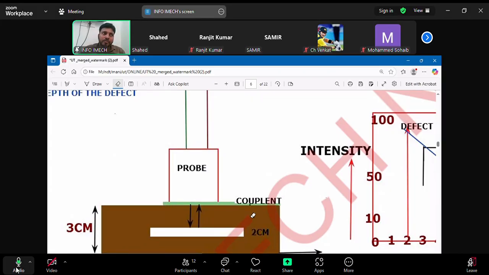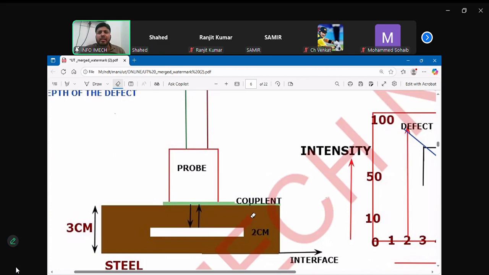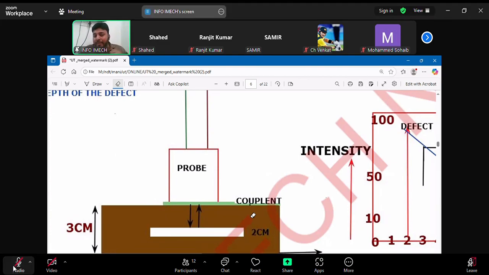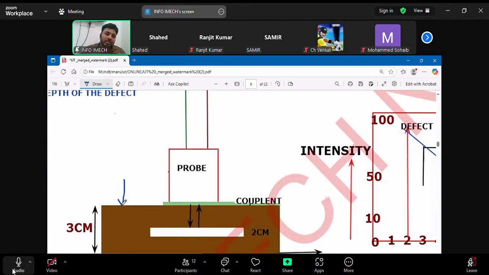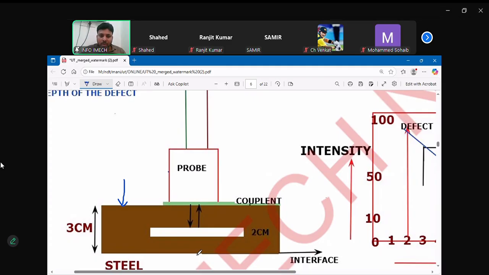Why can we not get back wall echo? Because between there is a defect. Exactly, because sound is not going until the back wall. In case your probe is here, then you get back wall echo. But now your sound is not going to the back wall because in between the material there is a defect.